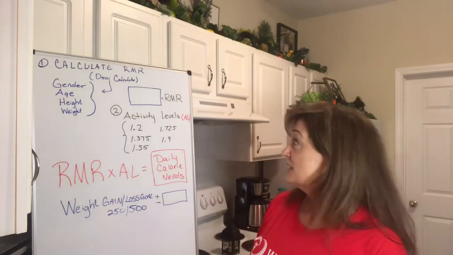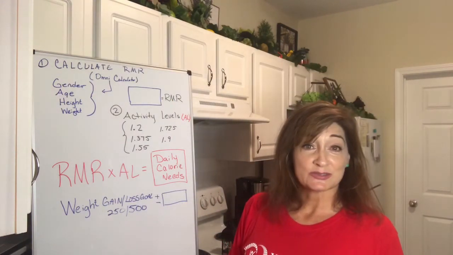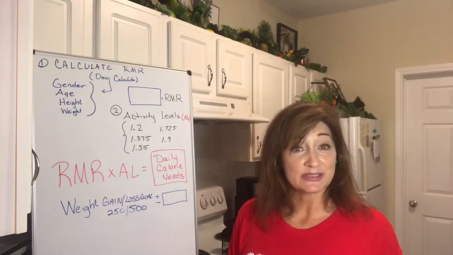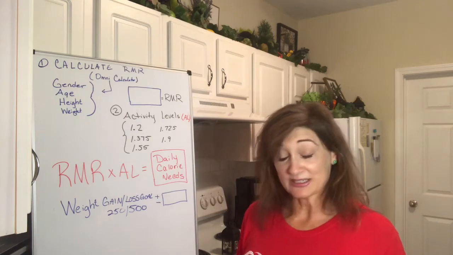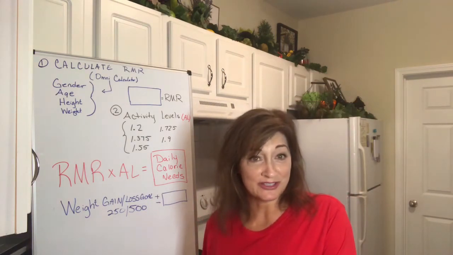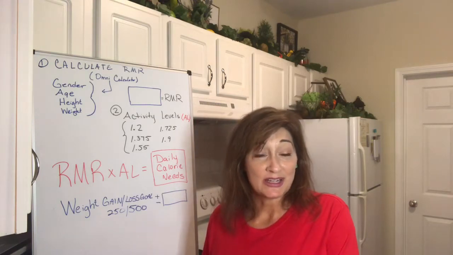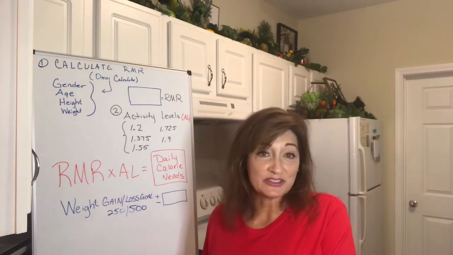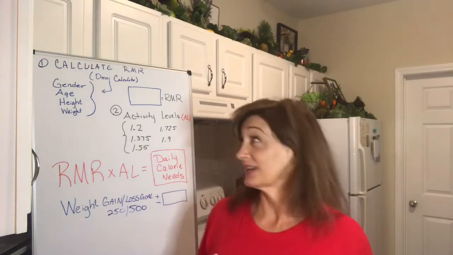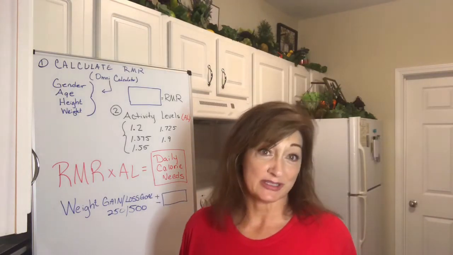So the next thing you got to know is what is your activity level, and there's a numeric value assigned to different levels of activity. So if you do nothing, if you either watch TV all day, or you just sit at a desk job and you're not moving around a lot, you don't go to the gym, you don't go walking after work, you don't do anything, you're going to get a 1.2.